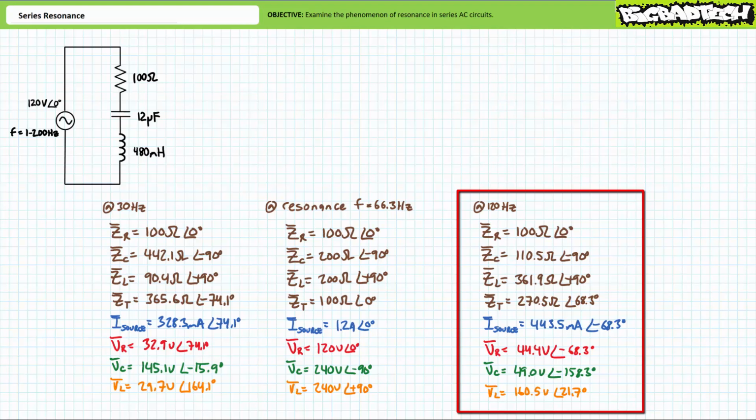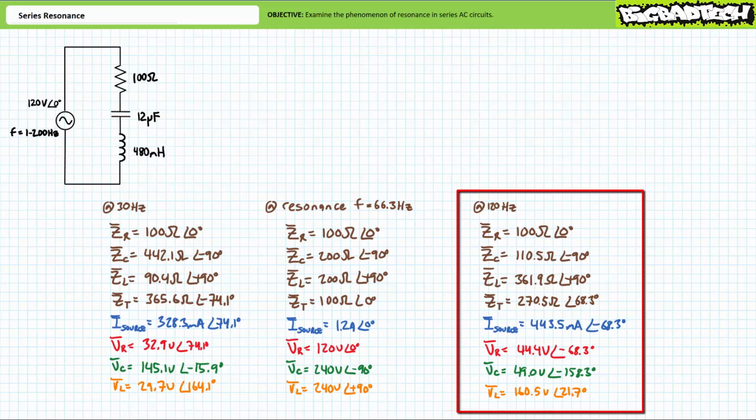Application of Ohm's law demonstrates voltage across the resistor will be 44.4 volts at an angle of negative 68.3 degrees. Current through the resistor is in phase with the voltage across it. Another application of Ohm's law demonstrates voltage across the capacitor will be equal to 49 volts at an angle of negative 158.3 degrees. Current through the capacitor leads the voltage across it by 90 degrees. Finally, yet another application of Ohm's law demonstrates voltage across the inductor will be equal to 160.5 volts at an angle of 21.7 degrees. Current through the inductor lags the voltage across it by a relative 90 degrees.